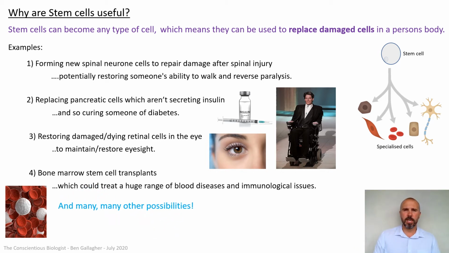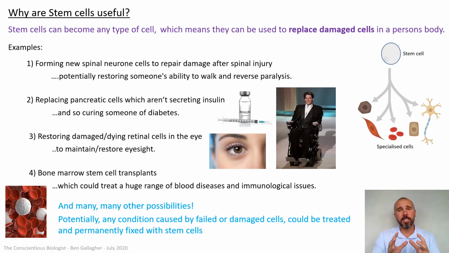But really, these are just 4 examples. There's many other possibilities with stem cells. Potentially any condition caused by failed or damaged cells could be treated and permanently fixed with stem cells if it can be made to work properly. And this is the problem at the moment. It's still relatively early days in this research. It's been going on for about 20 years or so, so that may seem a long time to you, but these are very complex things. Trying to work out how to get a stem cell to differentiate into the type of cell that you want it to be is a tricky thing. But we'll talk about some of the more practical problems with this a little bit later on.